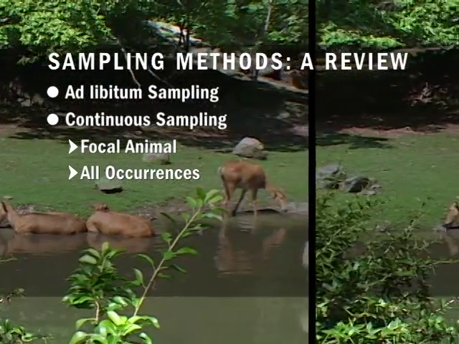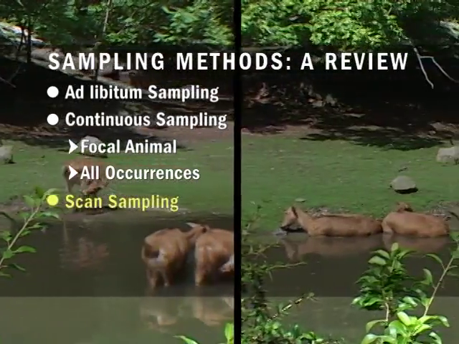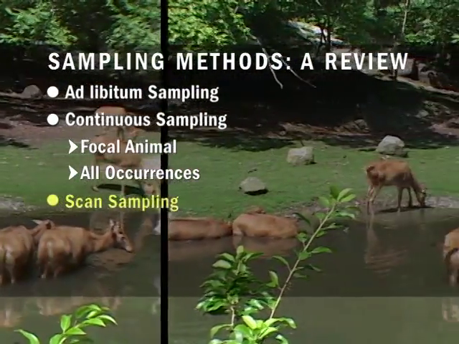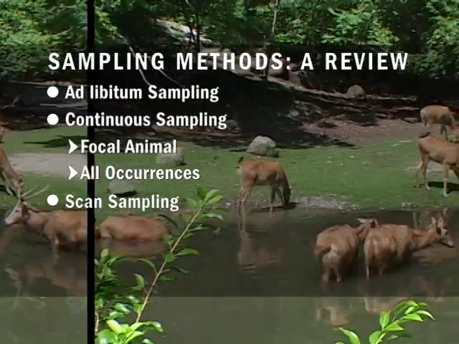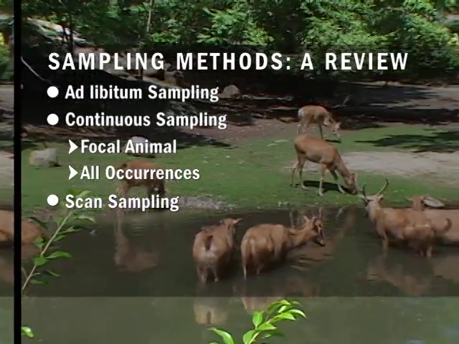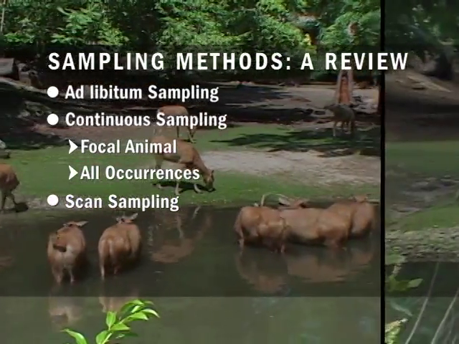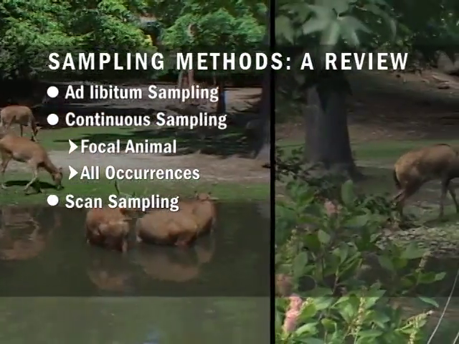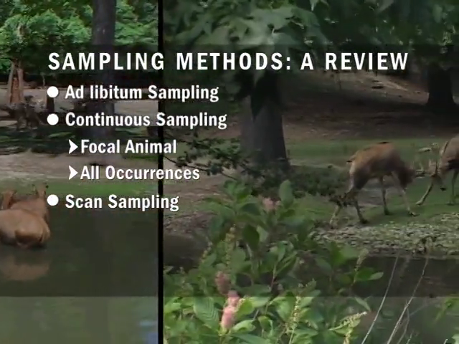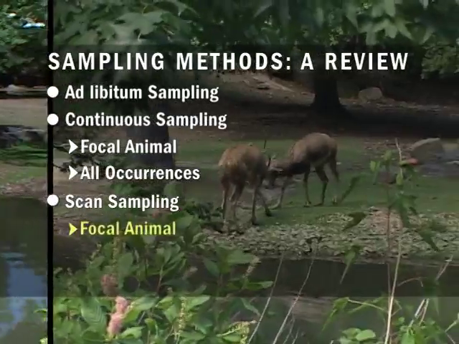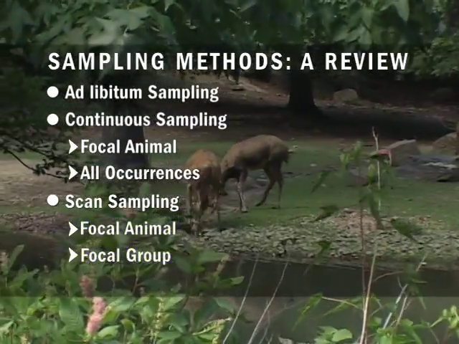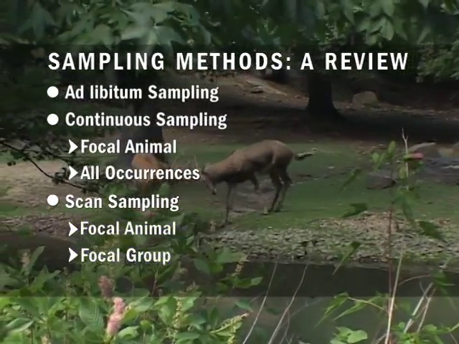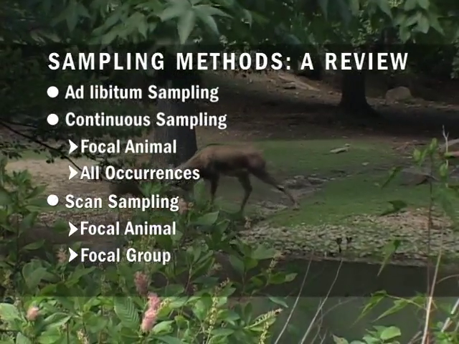Unlike continuous methods, scan sampling records only the behavior that occurs at set time intervals. It provides an estimate of the duration of each behavior and is used for studying behavioral states rather than events. It can be used for recording the behavior of individuals as well as groups. Scan sampling is easier to record, but less accurate than the continuous sampling methods.